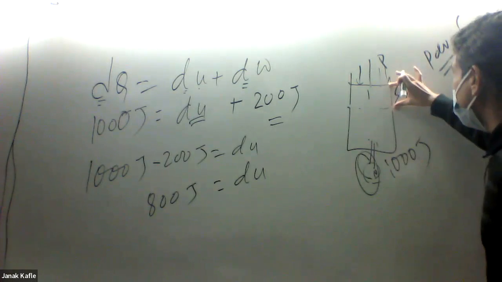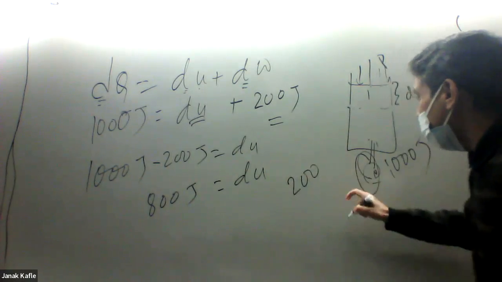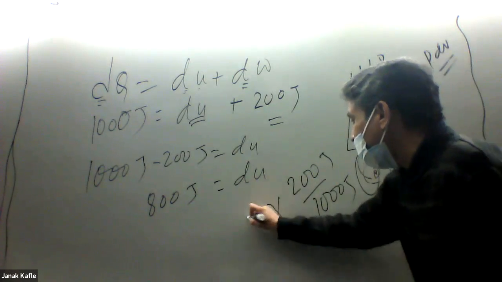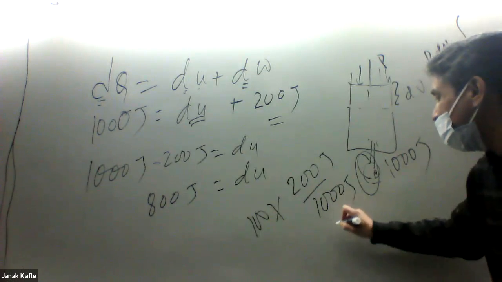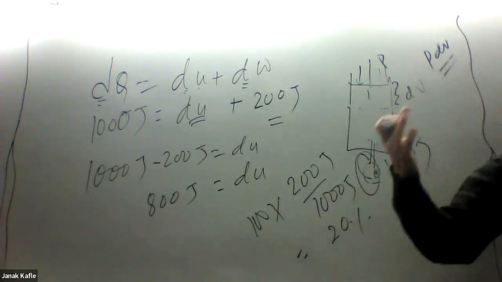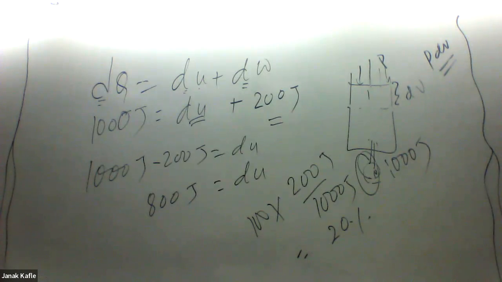So 200 joule of work is produced here out of 1,000 joule, and you multiply by 100 to get the percentage. So this comes to about 20%. A modern day car engine or aeroplane engine or any kind of engine you drive has about 20% efficiency, maybe 20, 21, 22.